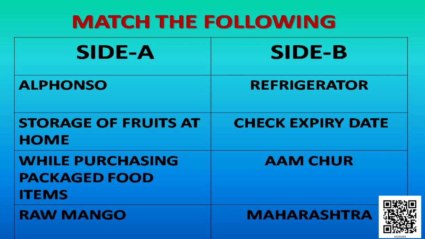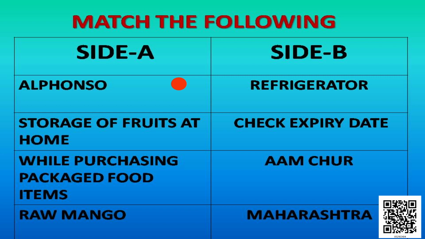By this time, I think you have finished your answer. Now, let me reveal the answer before you. Side A, it is written Alfonso. So, which one will come up? Take refrigerator, check expiry date, Amchur, Maharashtra. Which one? Yes, you are absolutely right, that is Maharashtra.